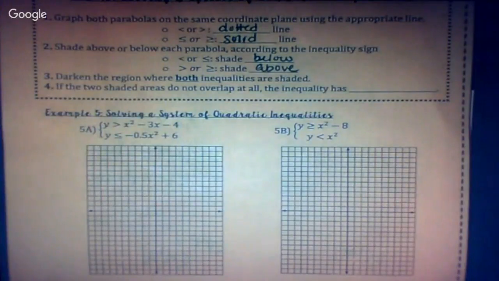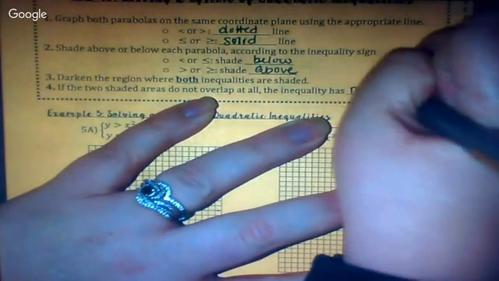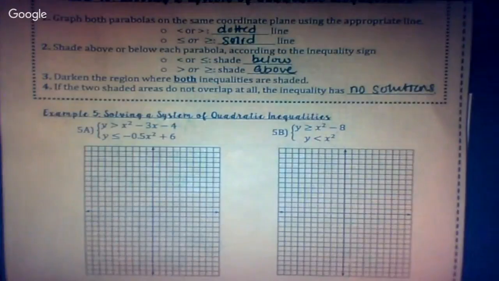We then darken the region where both inequalities are shaded. And if the two shaded areas do not overlap at all, then the inequalities have no solutions. So what you're looking for in a system of inequalities is whether or not your shaded regions overlap. The best part is your calculator even shades for you, and I'm going to show you how we do that. I'm not going to make you graph these. We're going to do just like we did yesterday, and we're going to talk about them.